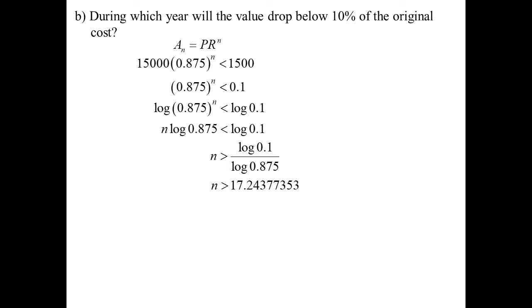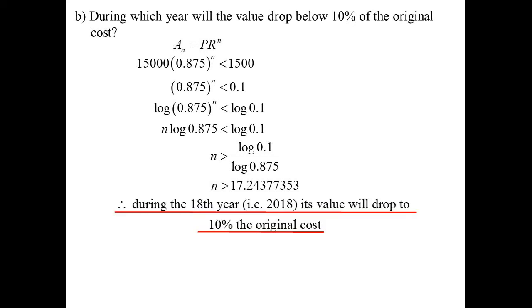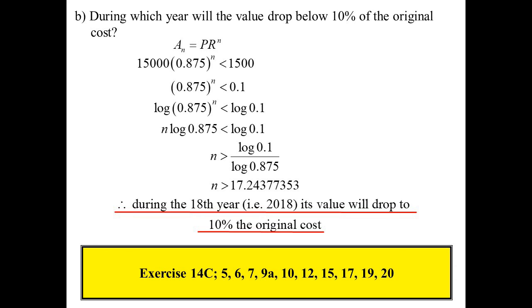And we get N is greater than 17.24. So it must happen during the 18th year, because when it hits 17, there's still a bit to go. It's still got that 0.24 and so on. So 2018 will be when it will drop to 10% of the original cost. All right, let's have a go at 14C, applying these different finance formulae.